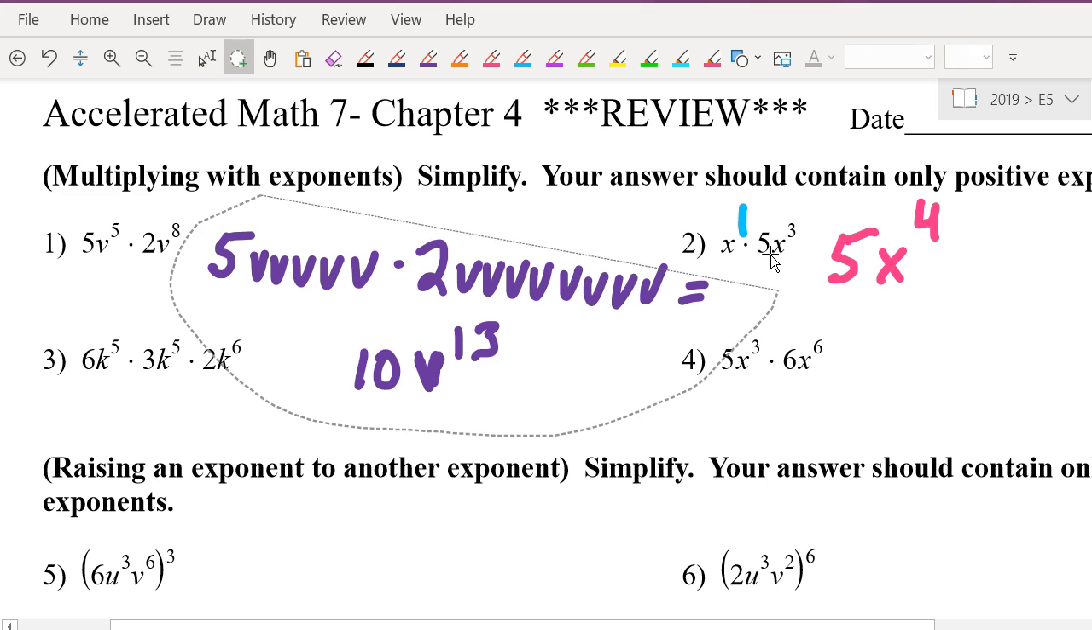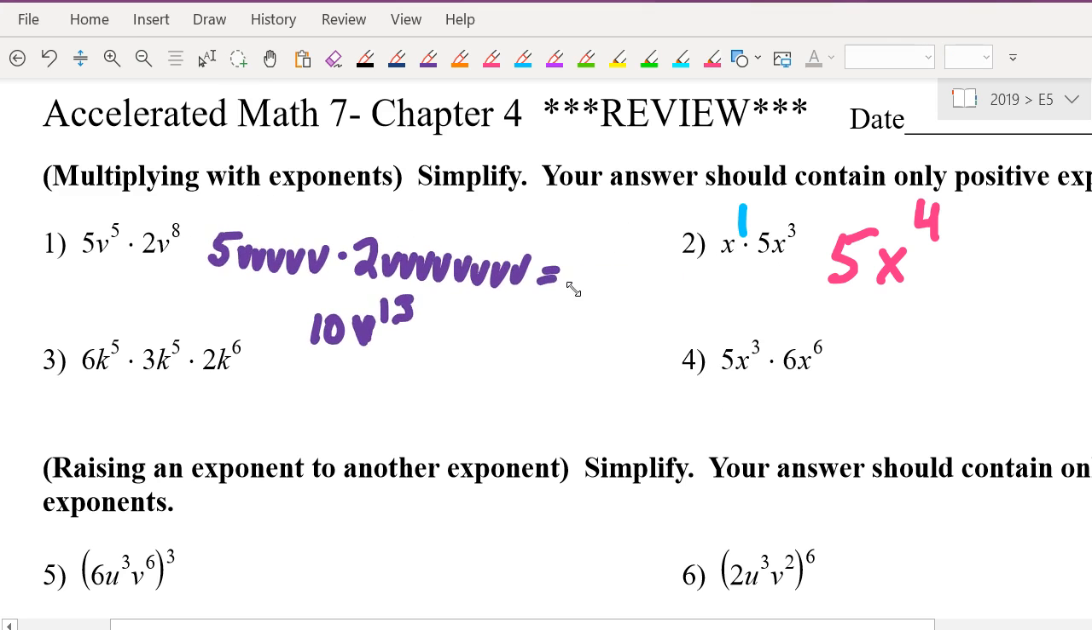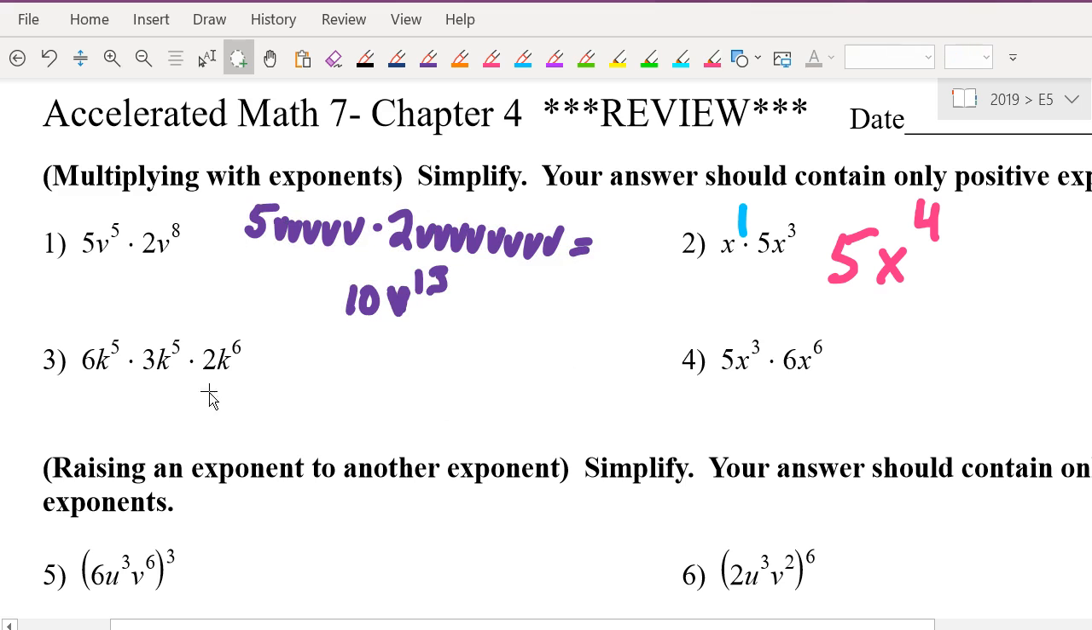Let me shrink this part here. Okay, the math teacher. Go ahead, sir. How do we do this problem? So first you're gonna add up all the k's. So 5 plus 5 is 10. 10 plus 6 is 16. So we have k to the 16th power. Good. So now 6 times 3 is 18. 18 times 2 is 36. Good job, sir. k to the 16th, 36.